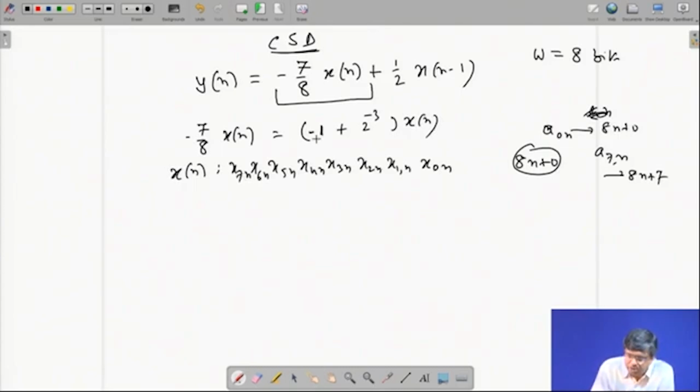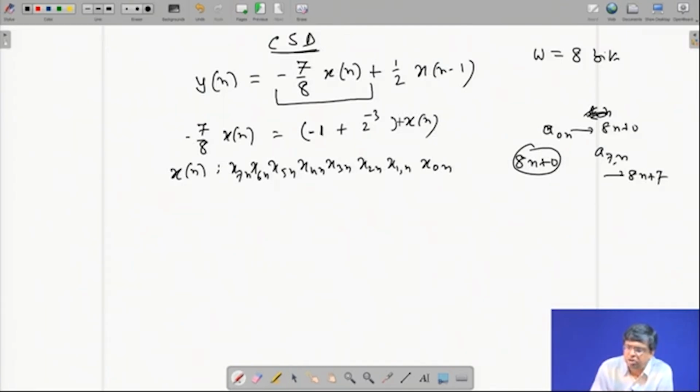Fine. But what do I have in the equation? 2 to the power minus 3 into xn to be added with minus xn. So for 2 to the power minus 3 xn, the bits will be shifted to the right by 3 bits and also then sign extended to the left by 3 bits, because it is 2 to the power minus 3.